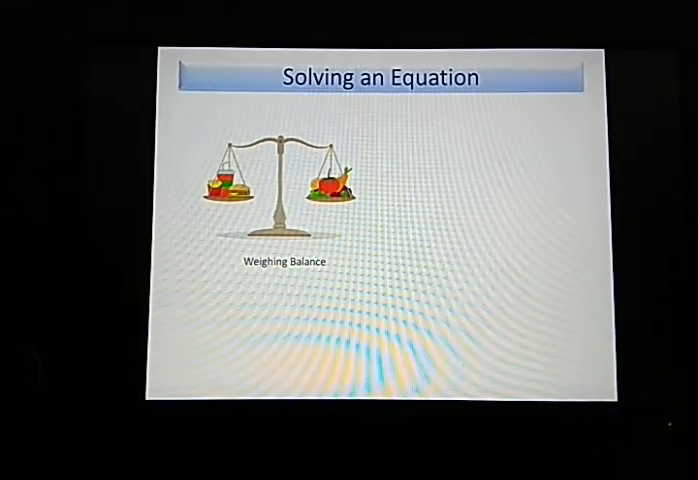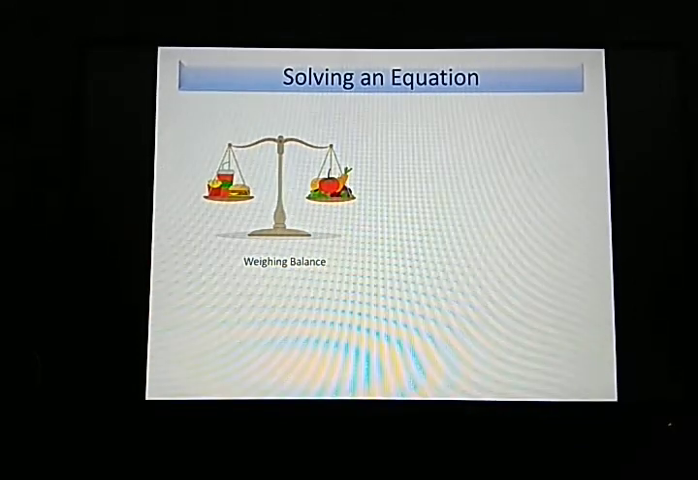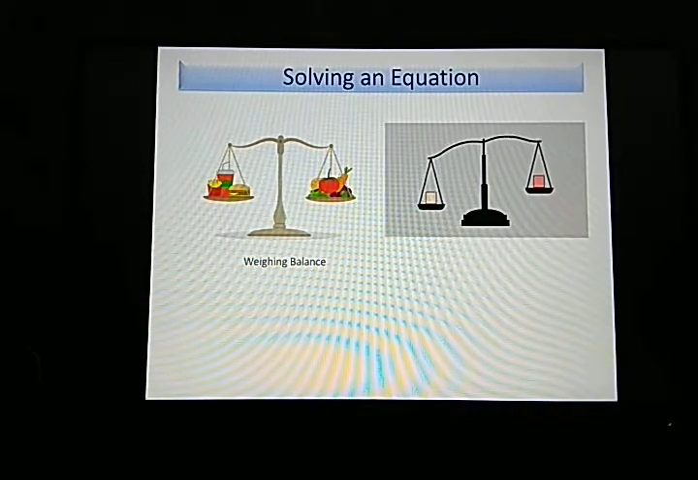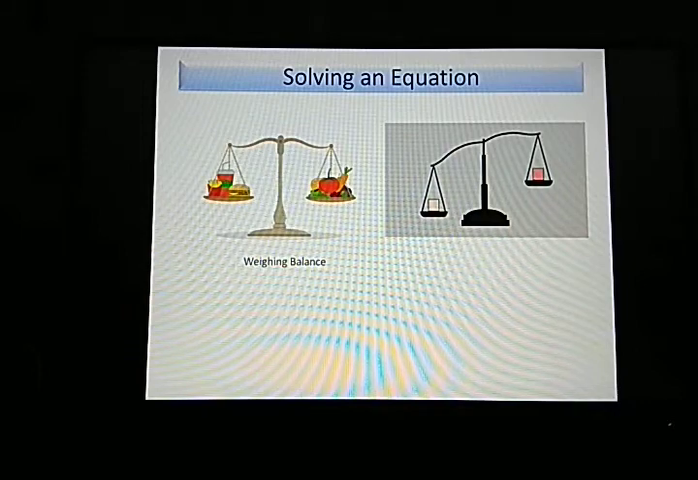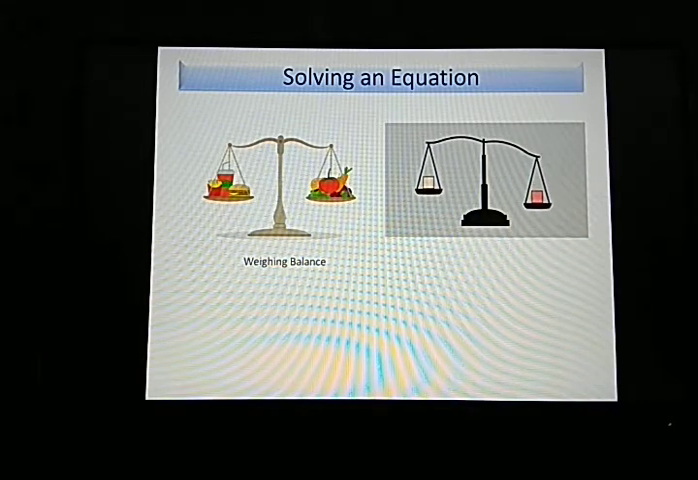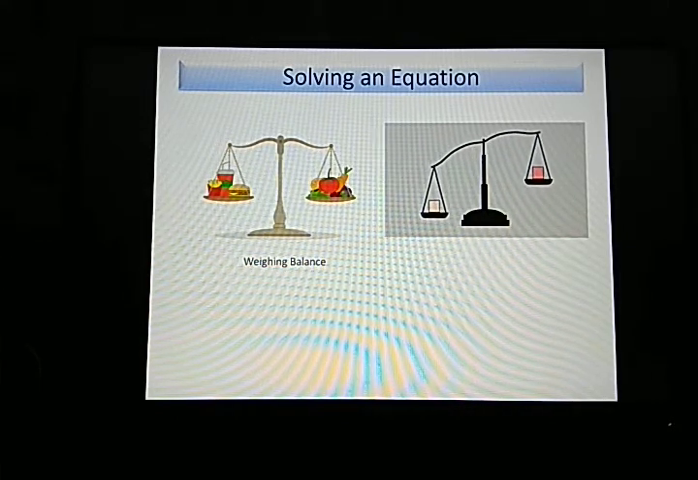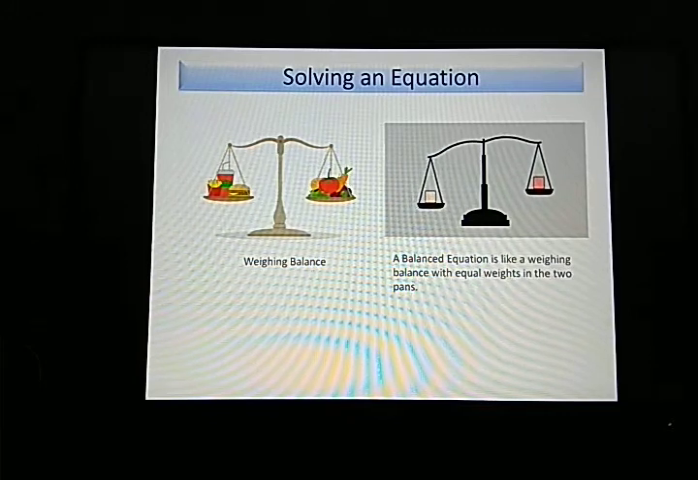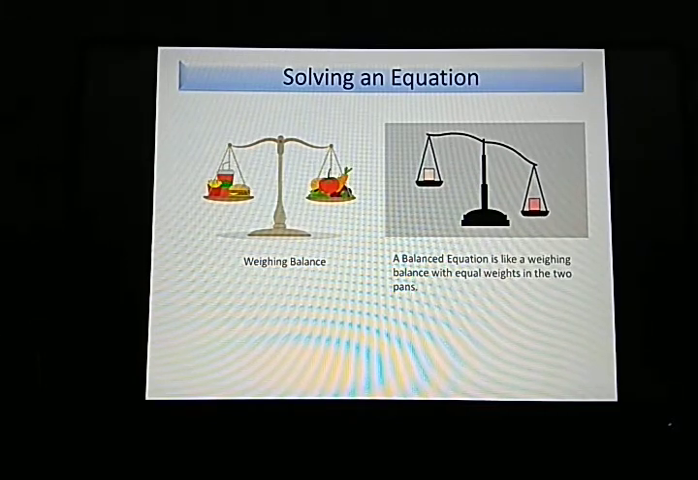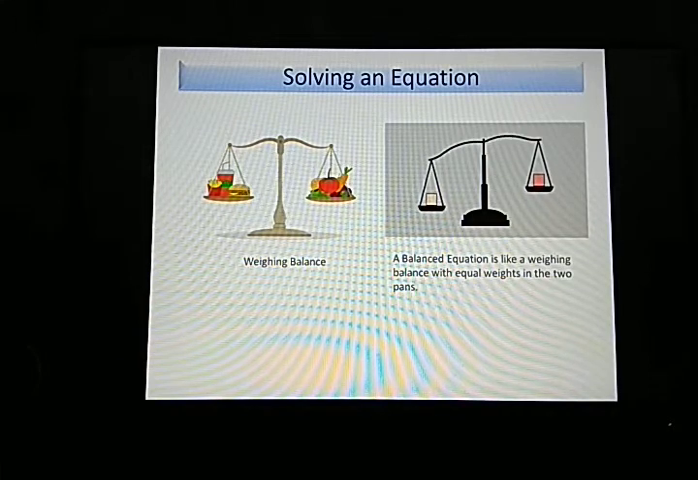Now why we have brought this into consideration? Why I have taken this example of a weighing balance in solving an equation? Because just like in the weighing balance, we balance some things, isn't it? Say if we put some weight onto the left pan and onto the right pan, until and unless the weights are equal, they don't get balanced. So we can say that a balanced equation is like a weighing balance with equal weights in the two pans.